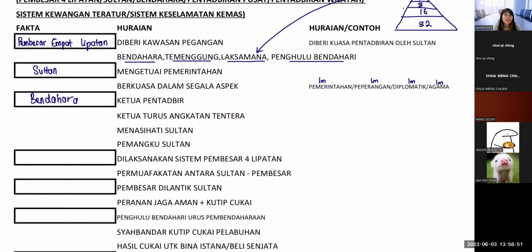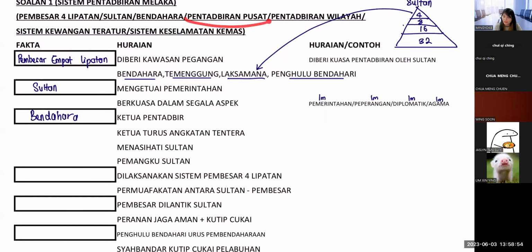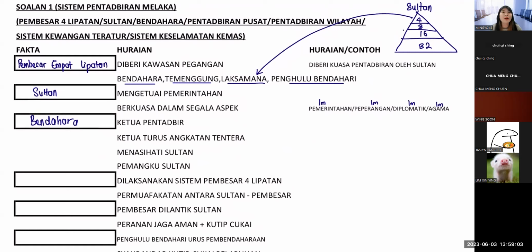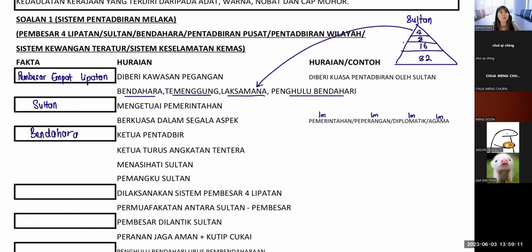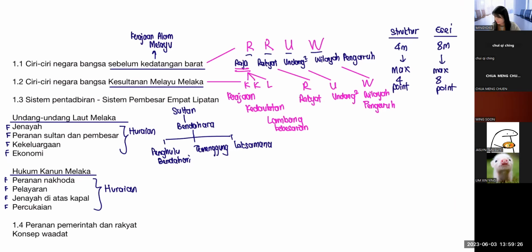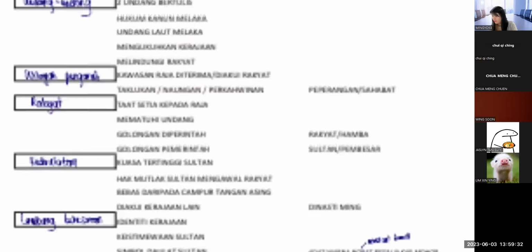All right. Then the next one is we move on into pentadbiran pusat. According to our government, Bendahara is the direct assistant of the king, the advisor of the king. Remember just now I showed you. It's direct assistant, only then the Penghulu Bendahari, Temenggung, Laksamana, like that. Okay. Temenggung is what? Temenggung is the chief police.